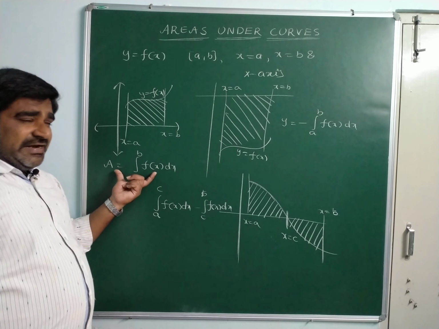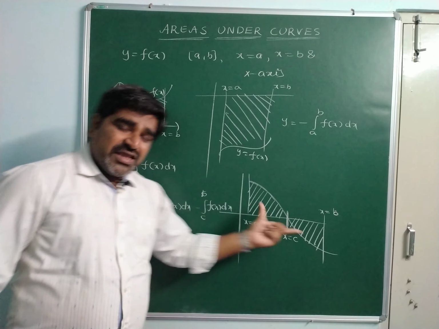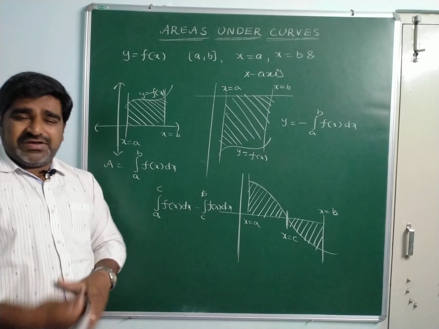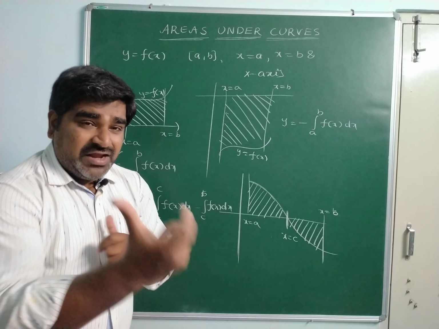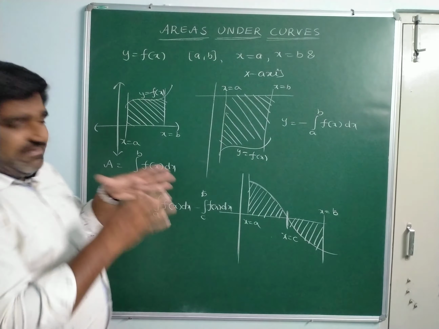This region gives this different integral, this region gives this different integral, and this entire region gives this different integral: integral a to c f of x dx minus integral c to b f of x dx. Here the important thing is the value of c must lie in between a and b. So this is a very, very important case.